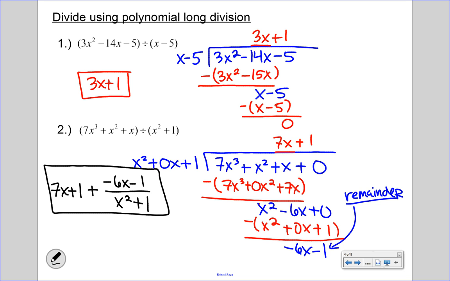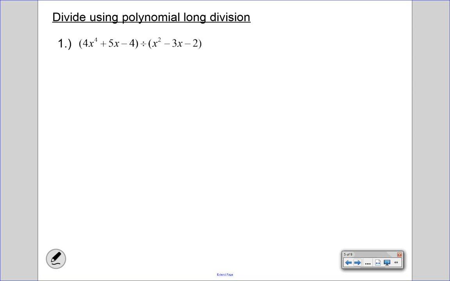Let's do another example of those. This time, we're dividing by a trinomial. Make sure they're in standard form. So we have x squared minus 3x minus 2. That's fine. We don't need any placeholders. Next one is 4x to the 4th.